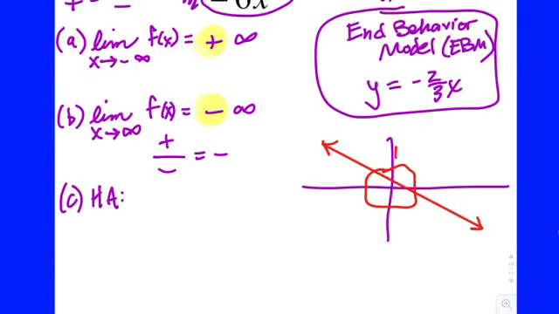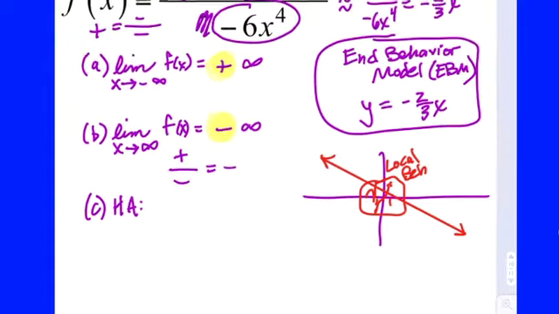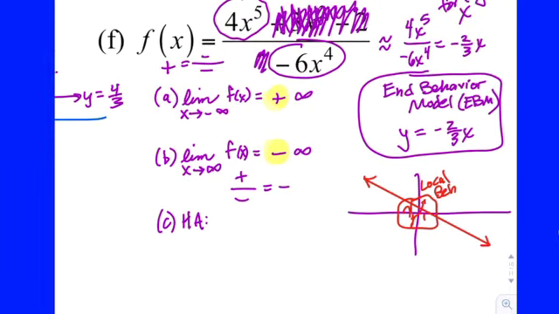And when we zoom out, we lose all the local behavior, right? Where there could have been asymptotes, whatever, x-intercepts. We lose all that. We don't see it. We just see the end of the graph. And so this is why we call it the end behavior model. It has the exact same end behavior as the original function.